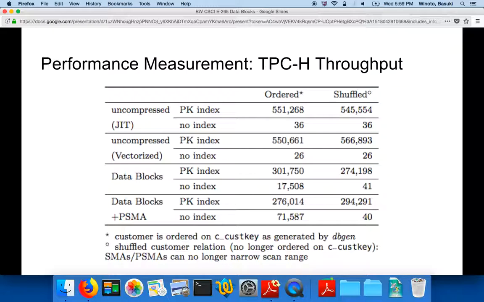Right? The other interesting comparison here is on the data blocks. If it were shuffled, on the no index, between PSMA and without PSMA, the throughput per second doesn't seem to have any improvement at all. This is in very contrast to if it were ordered. So I would conclude that the PSMA in data blocks is very beneficial if it were on an ordered data set.